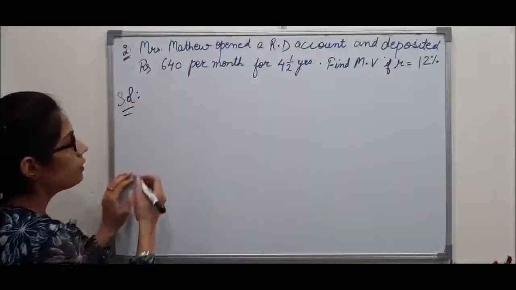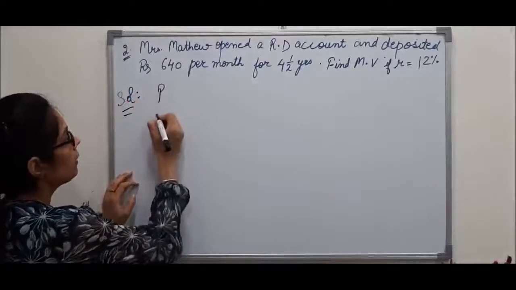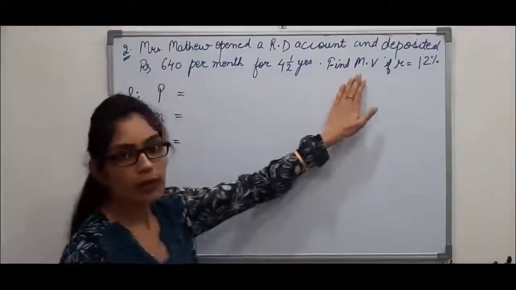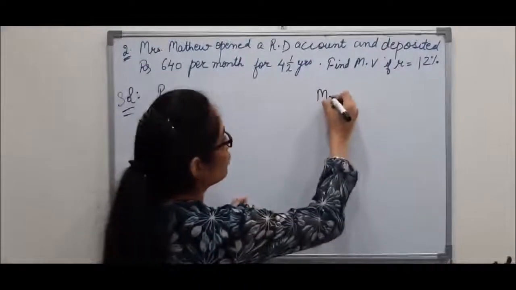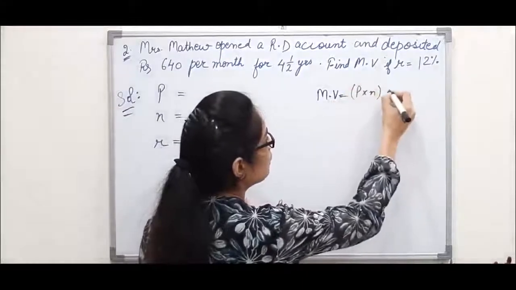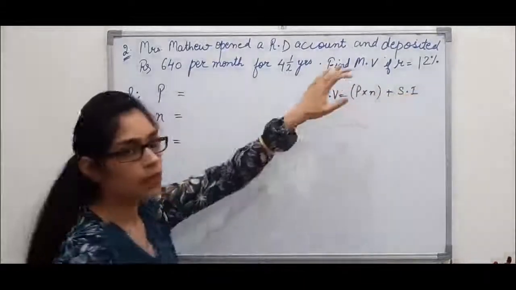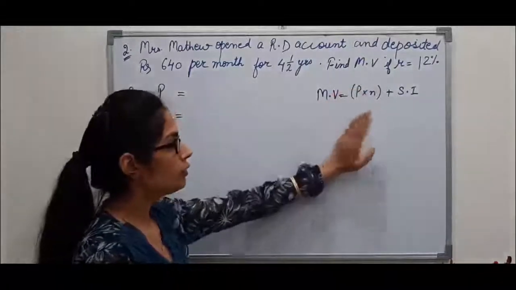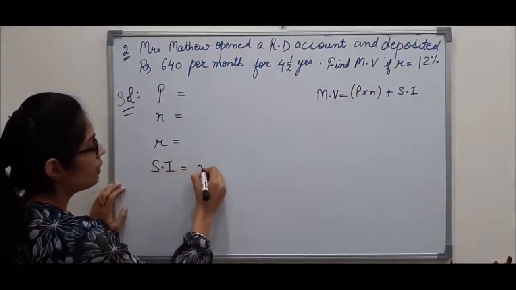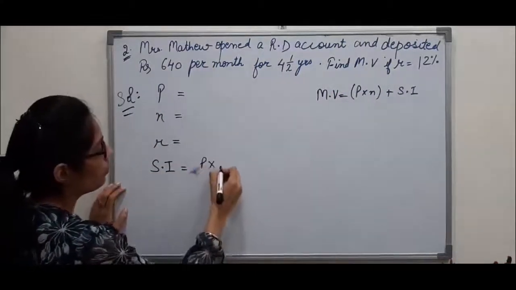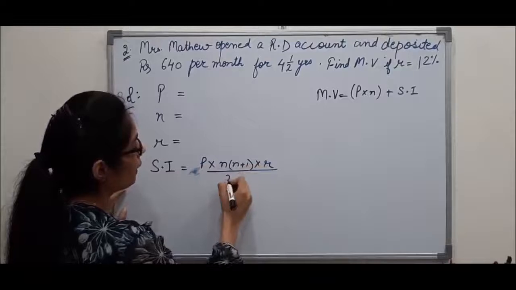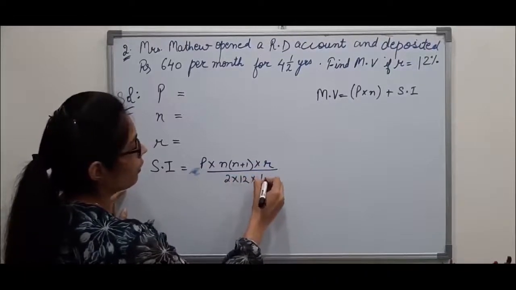In my formula I require P, N and R. So I will write these values first, because in order to calculate maturity value, it is equal to P into N plus simple interest. So they asked us to find maturity value. For maturity value we need simple interest, but for simple interest our formula is P into N plus 1 into R divided by 2 into 12 into 100.